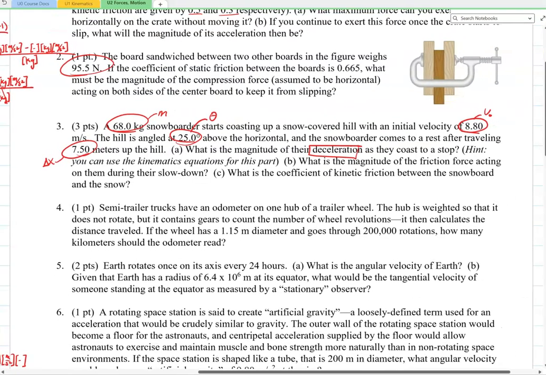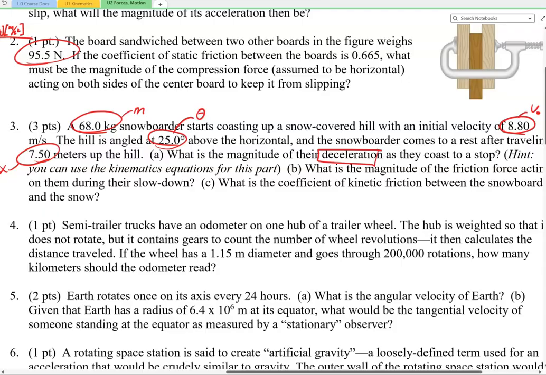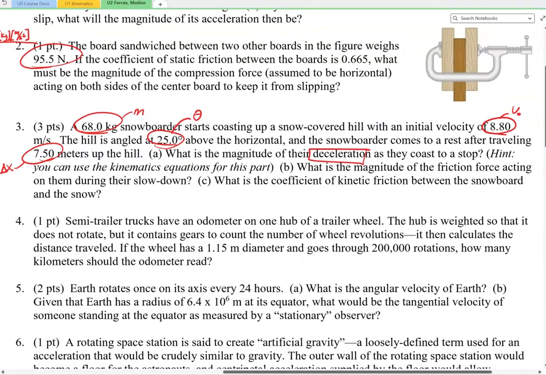Okay, in this video I'd like to continue working through homework number 6 for the physics class. I started working through problem number 3. That's a particularly interesting one.